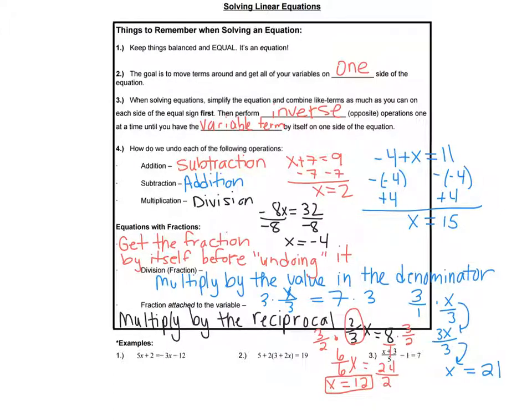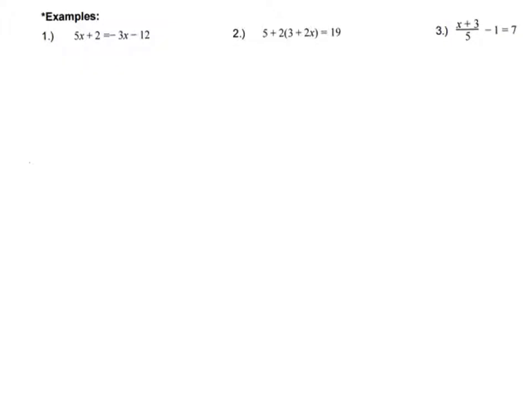So 2/3 of 12 equals 8. So again, if you have a fraction attached to the variable, just multiply by its reciprocal, which just means to flip it upside down. So let's take a look at some examples.